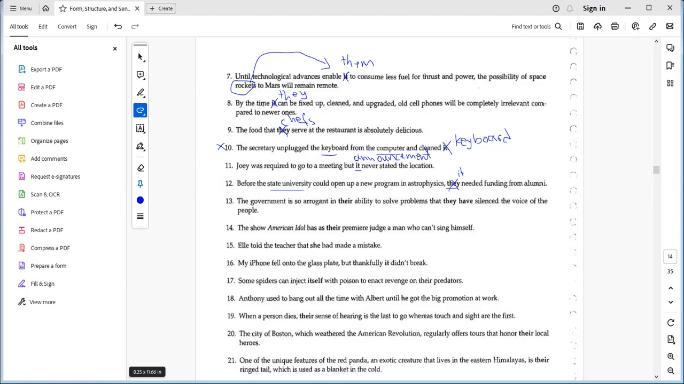Okay, Abdul Qadir, number 13. The government is arrogant in their ability to solve problems that they have silenced the voice of the people. Okay, the government is arrogant in their ability. They have silenced. The government is arrogant in its ability. Its ability, perfect. And the other part, to solve the problems. It has. It has, perfect. We just change it because the government is the antecedent. Okay, thank you.